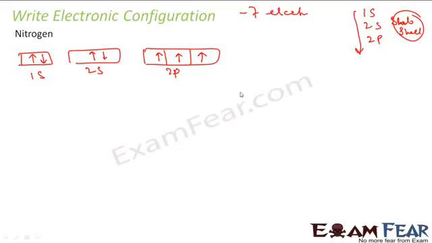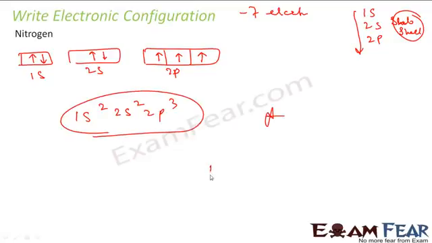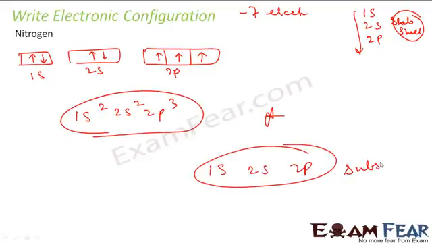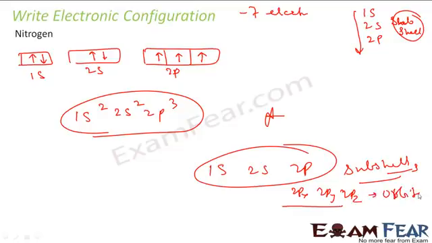So this is my electronic configuration. I can also write this as 1s with 2 electrons, 2s subshell with 2 electrons, and 2p subshell with 3 electrons. And that is it. Please note 1s, 2s, 2p are all subshells. They are not orbitals. Now 2px, 2py, 2pz, these are all orbitals. Correct? So this p subshell has 3 orbitals.